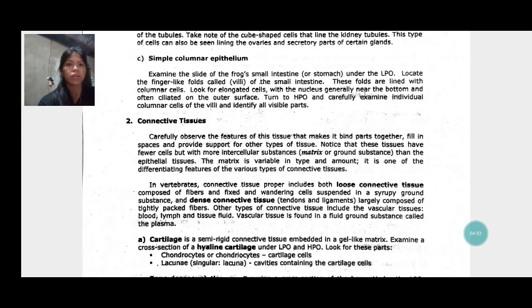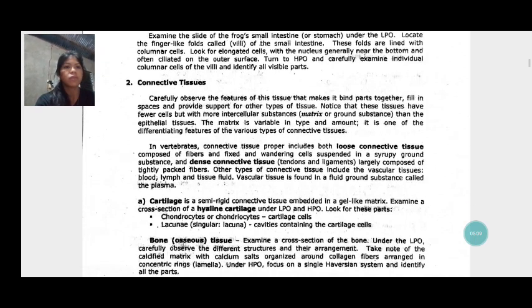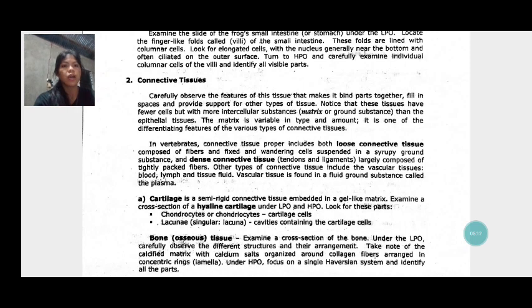The second type is connective tissue. Carefully observe the features of these tissues that make them bind parts together, fill in spaces, and provide support for other types of tissue. Notice that these tissues have fewer cells but with more intercellular substances, or matrix or ground substances, than the epithelial tissues. The matrix is variable in type and amount. It is one of the differentiating features of the various types of connective tissues.